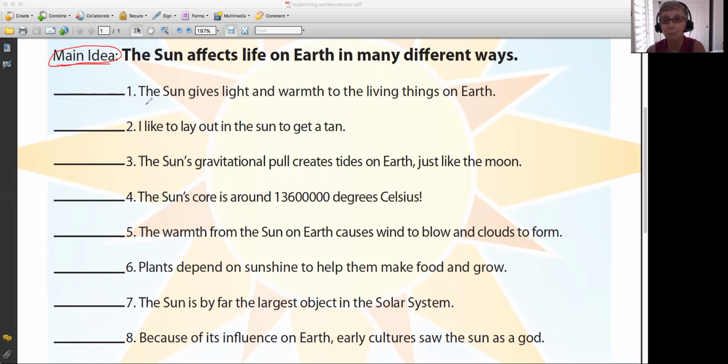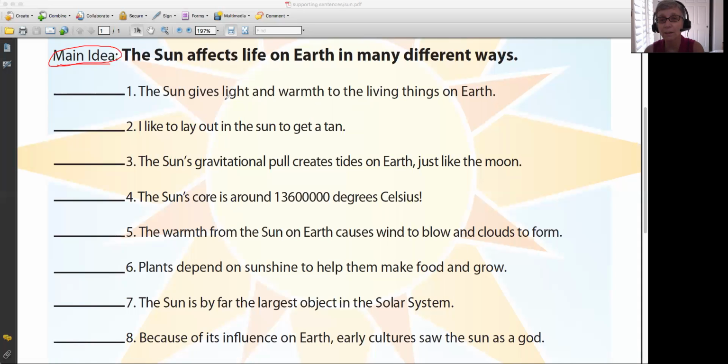All right, so I'll read it, and you just let me know if it fits with this topic sentence. The sun gives light and warmth to the living things on Earth. Does it fit the sentence? I'll read it again. The sun affects life on Earth in many different ways. What do you think? Not quite. Not quite. Tell me why.